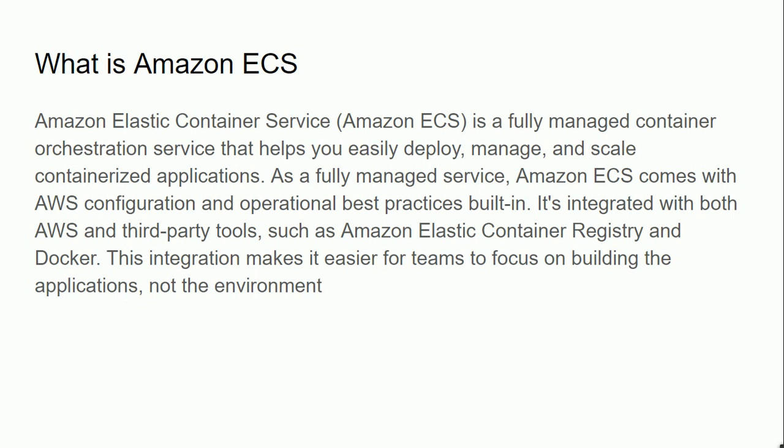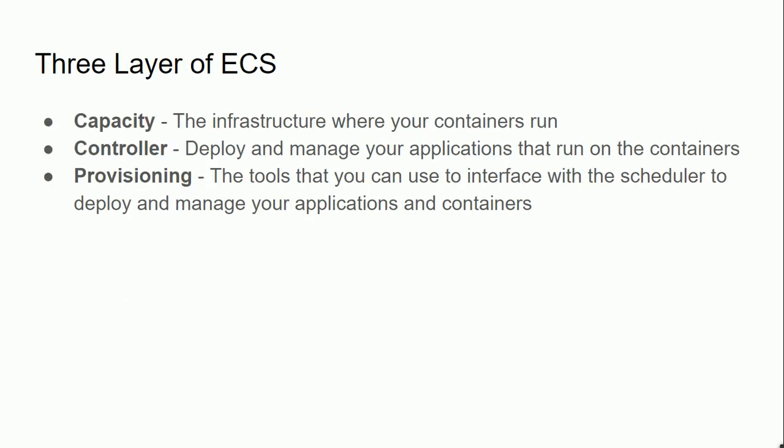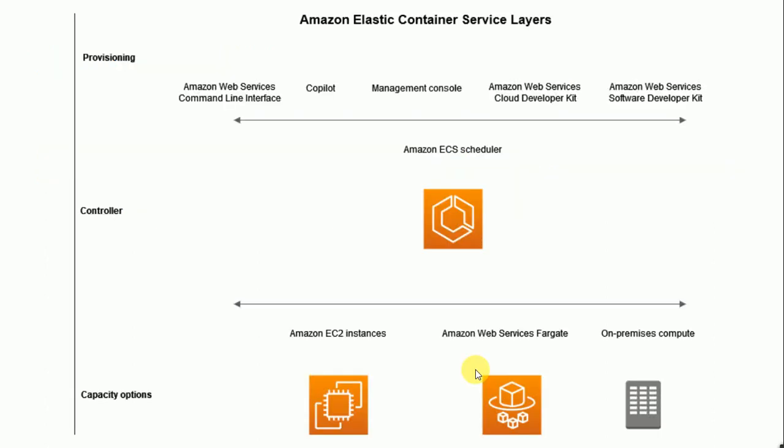Okay. Next, the layers of ECS. There are three layers which make ECS a very comfortable way to work. First one is capacity, the infrastructure where your containers run. Then the controller, which deploys and manages the applications that run on the containers. And provisioning, the tool that you use to interface with the scheduler, and deploy and manage your applications and containers. So these are the three layers which make up ECS. Let's go into more detail about these layers.